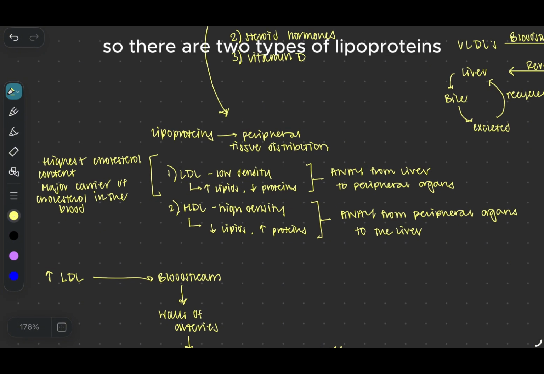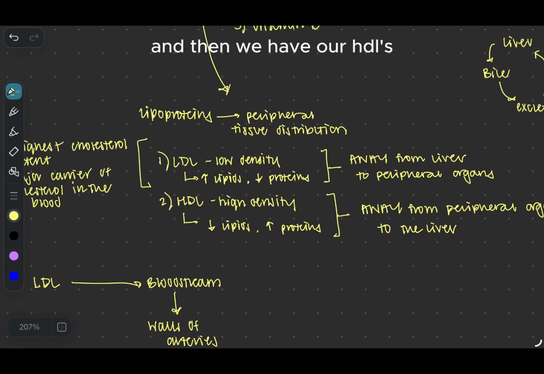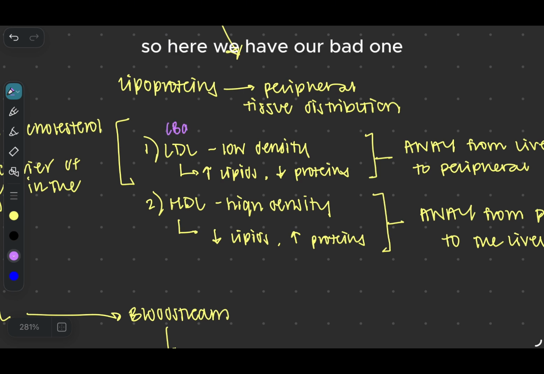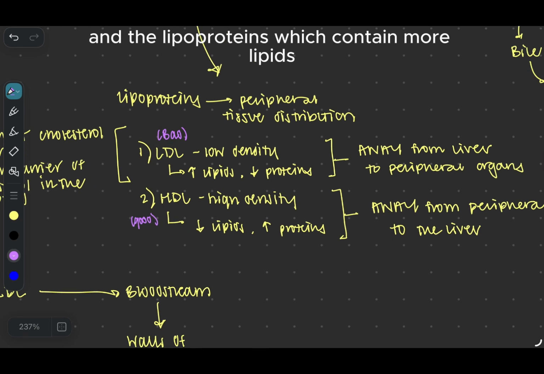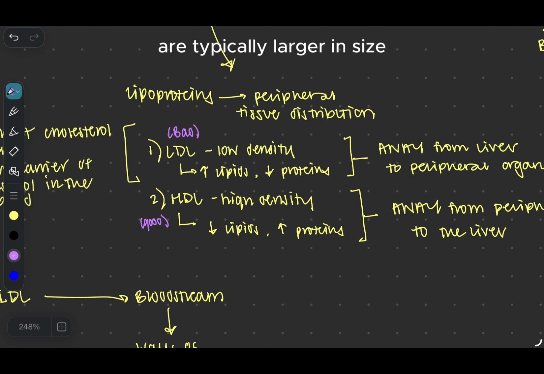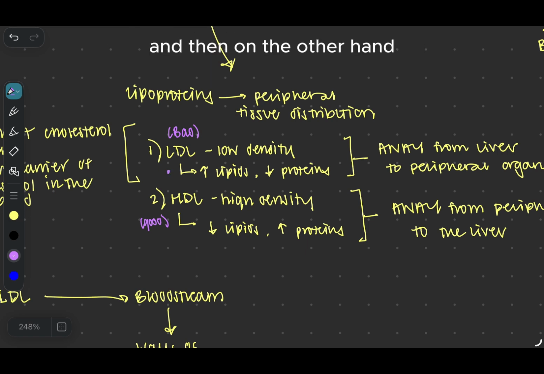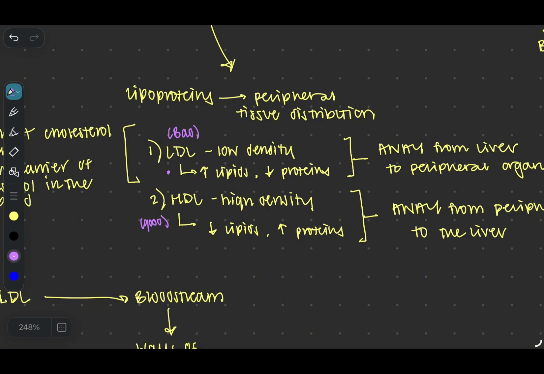So there are two types of lipoproteins. There are low density lipoproteins, LDLs, which are typically your bad lipoproteins, and then we have our HDLs, which are our good lipoproteins. So here we have our bad one, here we have our good one. The lipoproteins which contain more lipids are typically larger in size, so LDLs are typically larger than our HDLs. And on the other hand, the lipoproteins with a higher density have less lipids and more proteins, our HDLs.